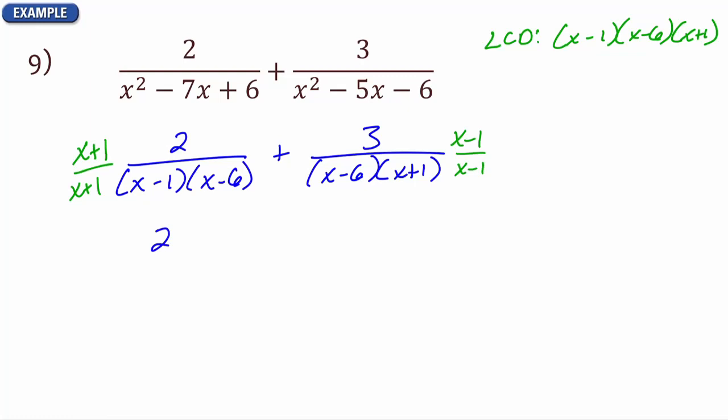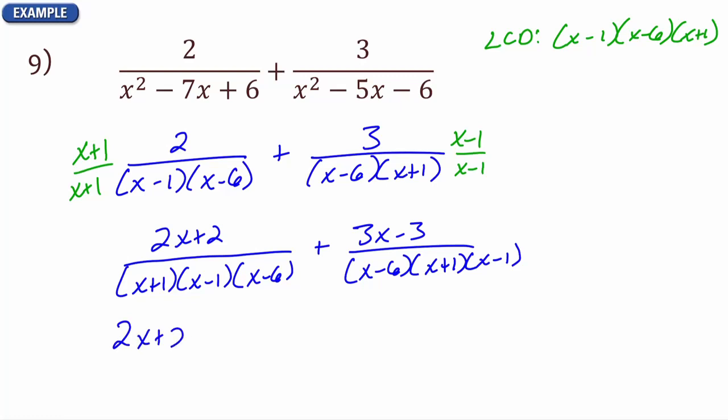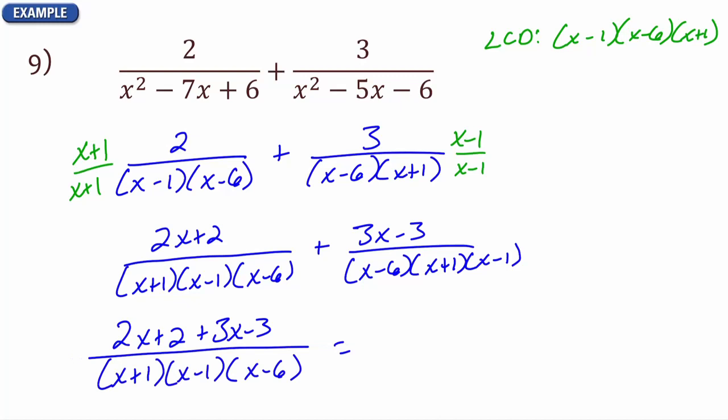So distributing, 2x plus 2 over x plus 1 times x minus 1 times x minus 6. And then over here, 3x minus 3 over x minus 6 times x plus 1 times x minus 1. You'll notice that the order is different here, but it doesn't matter. Now I'll put everything over that common denominator and combine like terms. So first, everything over 1: 2x plus 2 plus 3x minus 3, all divided by, collecting my like terms, 5x minus 1, all divided by x plus 1 times x minus 1 times x minus 6.